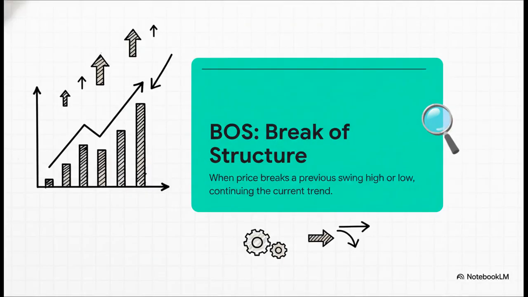Next up, we have BOS, which stands for break of structure. This one is super important. Think of it as a signal that the trend is continuing. So if a market is trending up and it breaks through a previous high point, that's a BOS. It's just confirming, yep, this uptrend is still going strong. Same thing in a downtrend when it breaks a previous low.